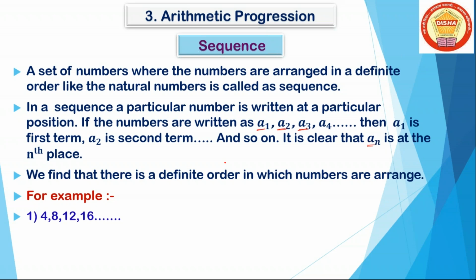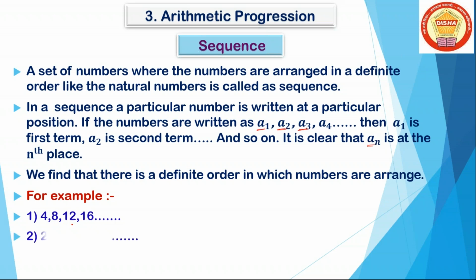That is 4, 8, 12, 16, and so on. If we see this sequence, there is an order: 4, 8, 12, 16. What is that sequence? If we add 4 to the previous term, 4 plus 4 is 8, 8 plus 4 is 12, 12 plus 4 is 16 and so on. These numbers are arranged in a definite order with a particular rule. Here the order is that we add 4 each time, and a sequence is formed.